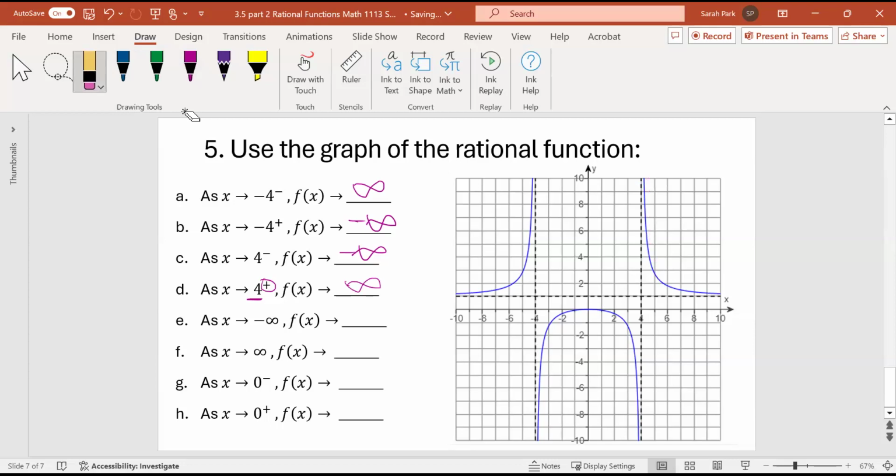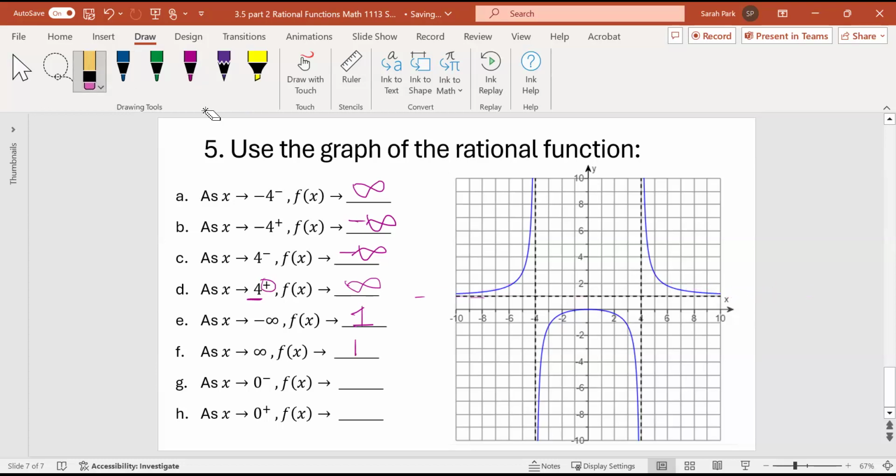And now, okay, what happens as x approaches negative infinity? You can see that it approaches the horizontal asymptote, and the horizontal asymptote is y = 1. So the y value approaches 1. As x approaches positive infinity, what happens to the y value? You can see that it approaches the horizontal asymptote at 1 again.